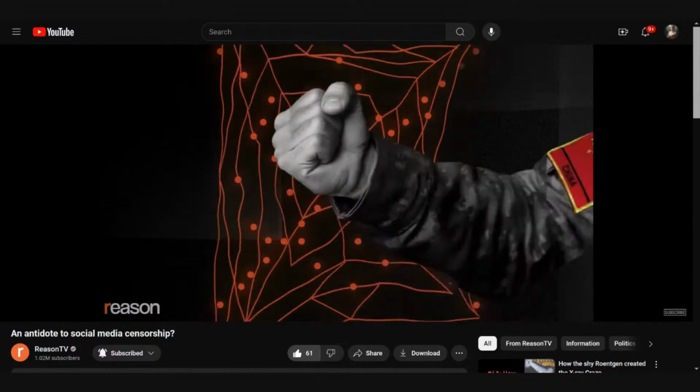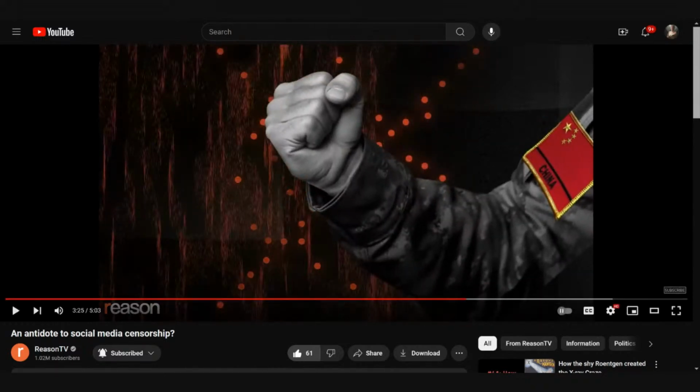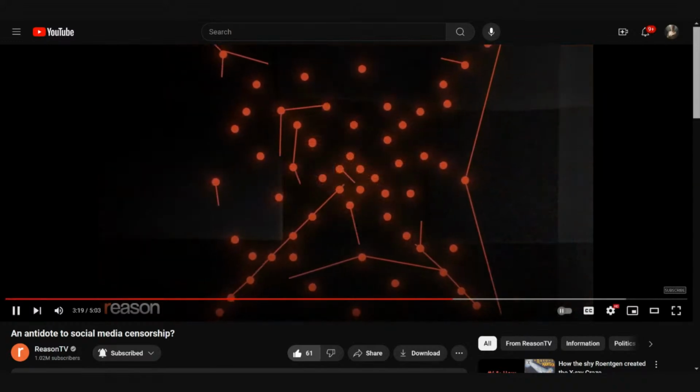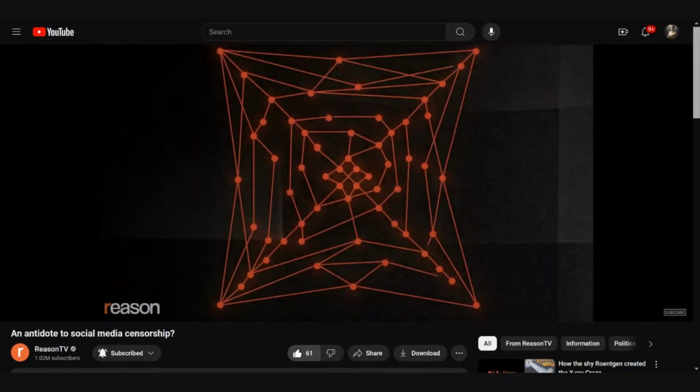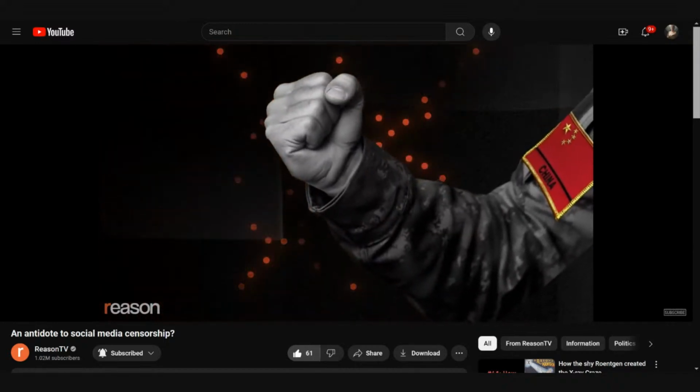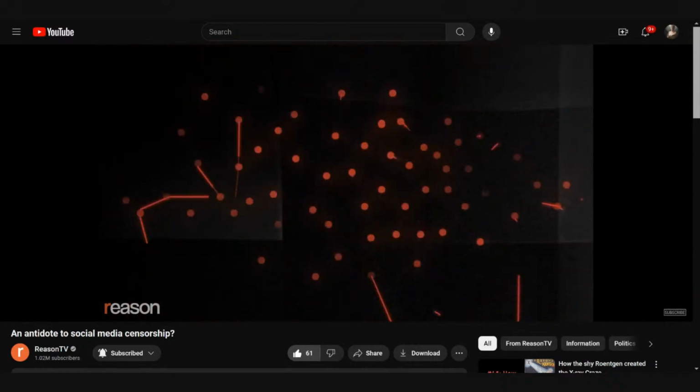If the Chinese government attacks Nostr again, as it did last year, the network can spin up new connections.